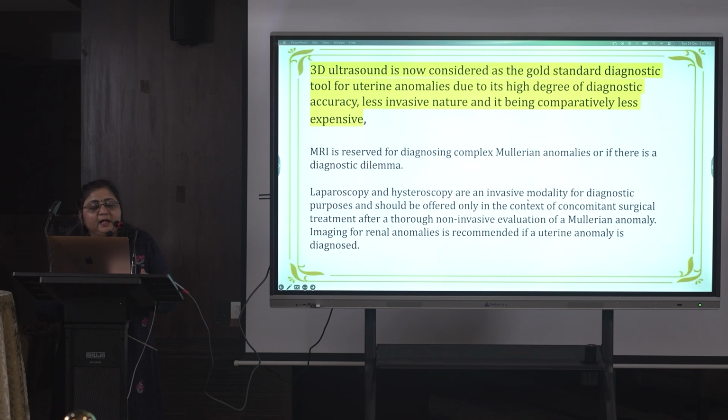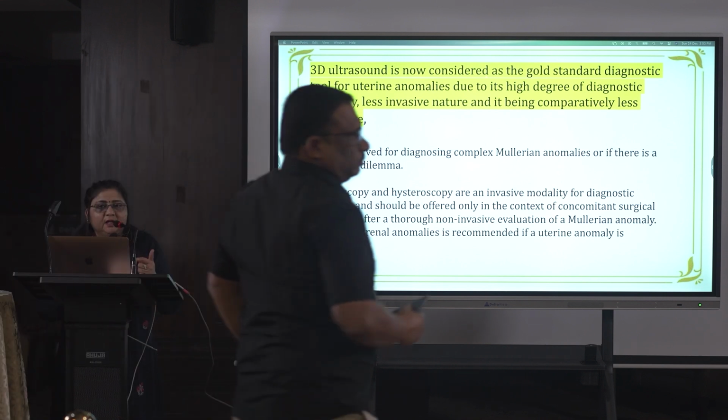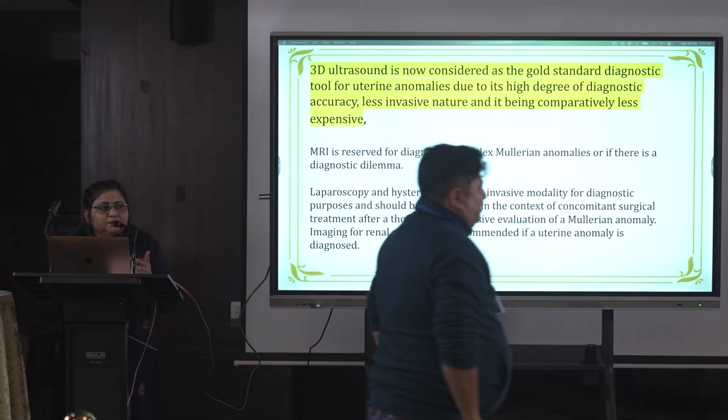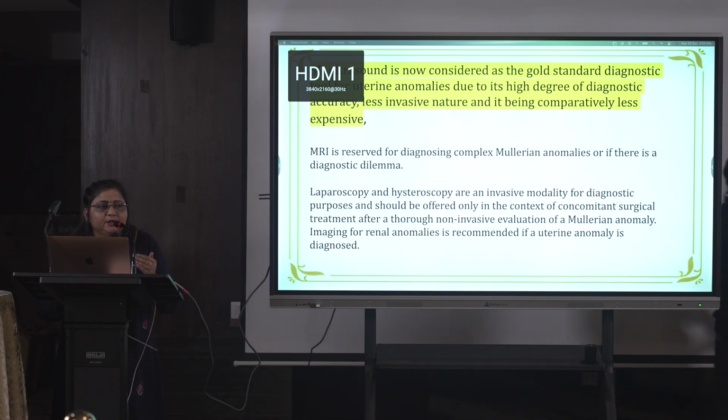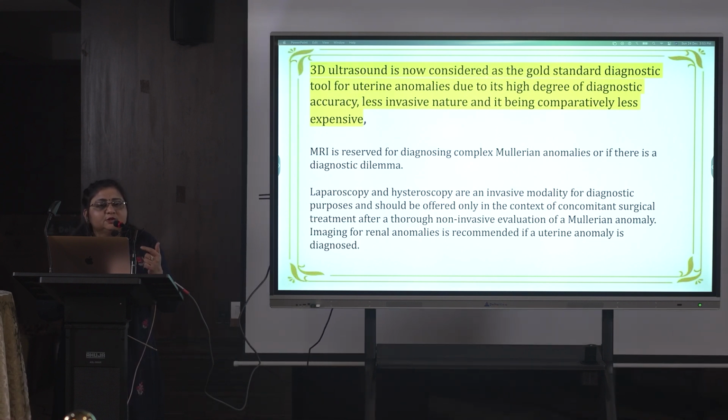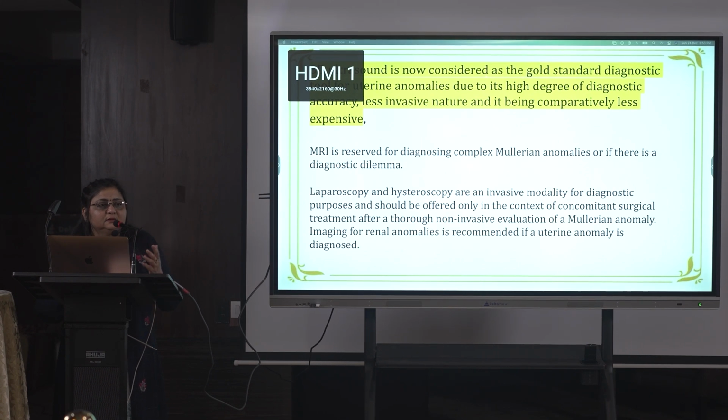So laparoscopy and hysteroscopy should be done. They are reserved for those anomalies in which we want to do a surgical procedure. Suppose we are thinking that it is a septate uterus. So what will we do? It is confirmed on 3D that it is a septate uterus. So we will do a hysteroscopic septal resection for a septate uterus. And if it is a bicornuate uterus, then an abdominal procedure, metroplasty, has to be done.